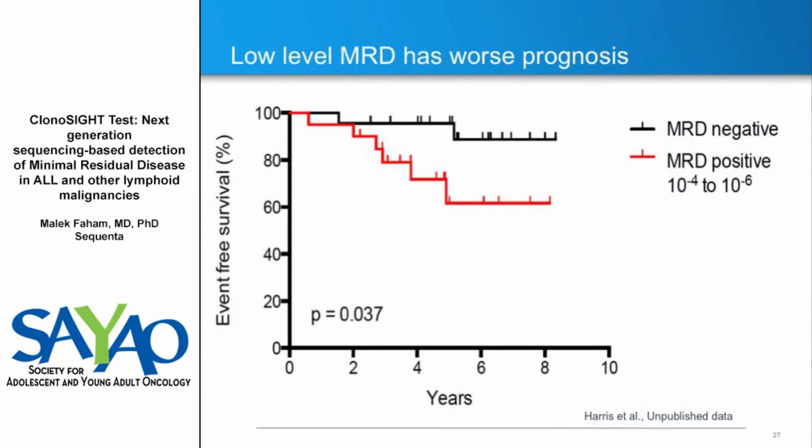But we do see that, in addition to those, if we just focus on the group that have low-level MRD, so just 10⁻⁴ to 10⁻⁶, with low-level MRD, they have a worse prognosis than those that are negative. Obviously, the effect size is not as dramatic as if you look at 10⁻⁴. So the effect size is smaller, but there is an effect nonetheless.